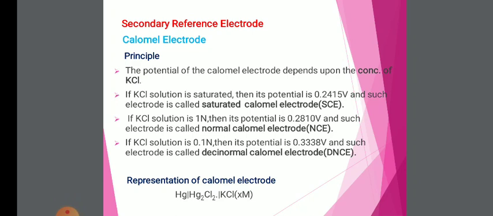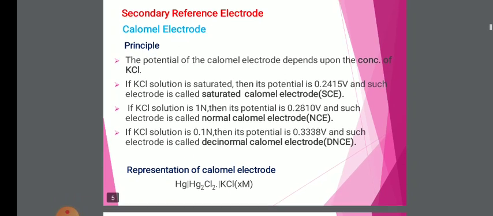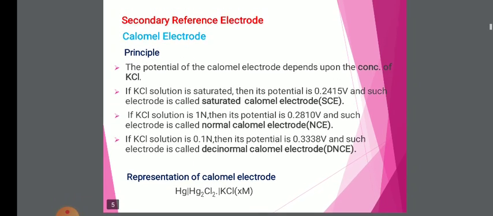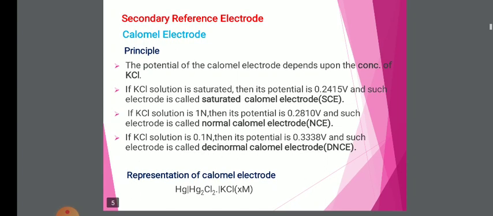So let's see the principle of the calomel electrode. The potential of the calomel electrode depends upon the concentration of the KCl solution. If the KCl solution is saturated, then its potential value is 0.2415 volts, and such an electrode is called a saturated calomel electrode, in short SCE.